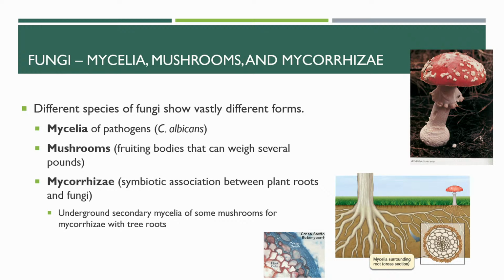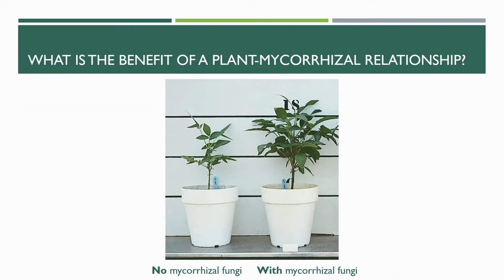If you see here, there's this fungus, and it has these filamentous hyphae that are in the ground, and here's a tree, and you can see that they make these associations with the tree roots. This is a symbiotic association, so there's obviously implications to that, and it's usually beneficial to have this sort of association. So what's the benefit of this plant mycorrhizal relationship?